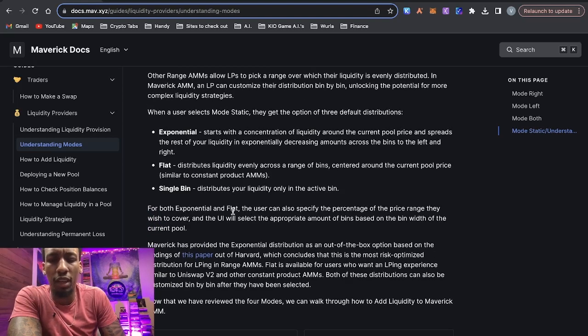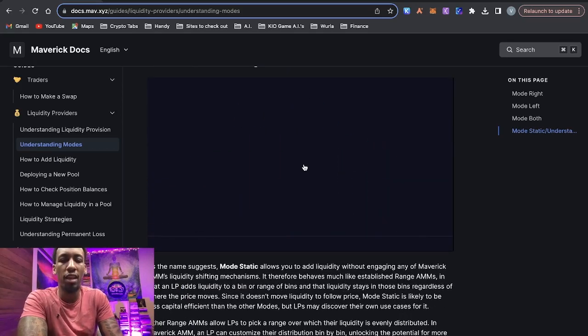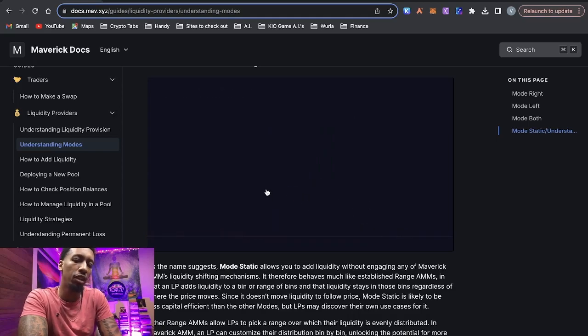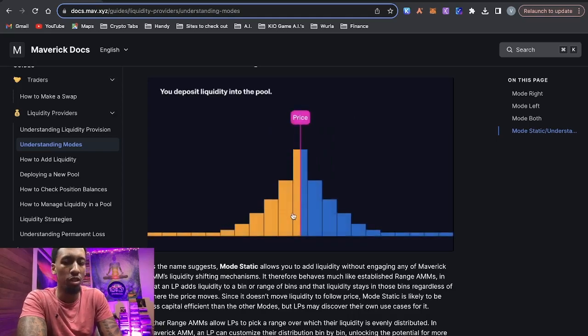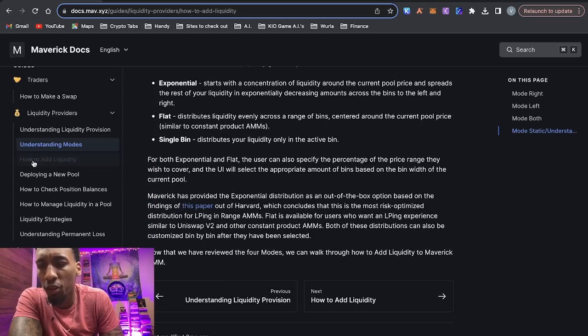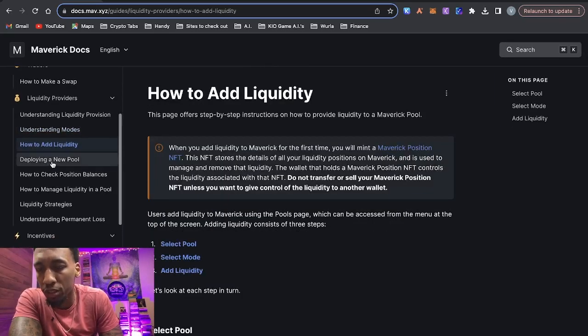And then it says for both the exponential and flat, the user can also specify the percentage of the price range they wish to cover, and the UI will select the appropriate amount of bins based on bin width and current pool. So basically, you don't have to have it exponentially distributed like on this hill type vibe. You can have it evenly across the bars and evenly distributed as you want within the bins as well. So full optionality here.